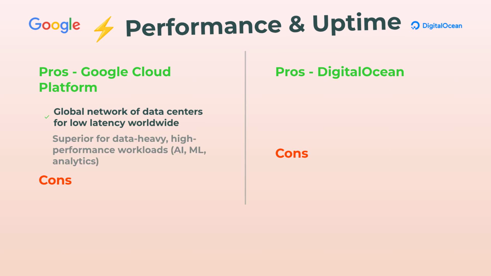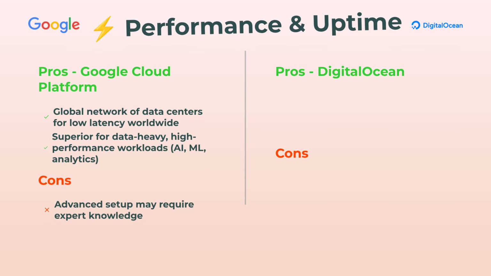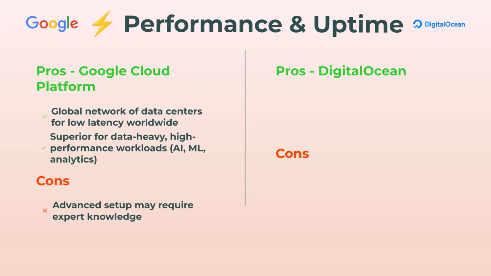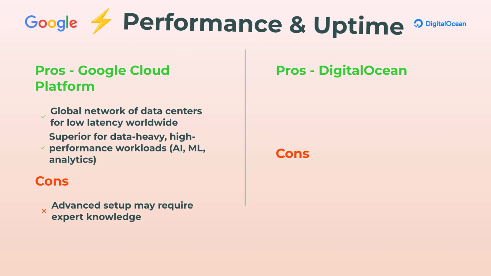Moving on, performance and uptime. Google Cloud flexes with a global network, giving you seriously low latency pretty much anywhere, and it's legit superior for anything heavy: AI, big analytics, machine learning, you name it. The catch, setting it up just right can be a challenge unless you know your stuff.